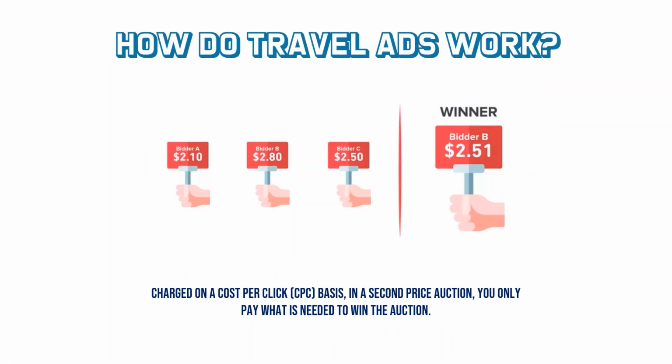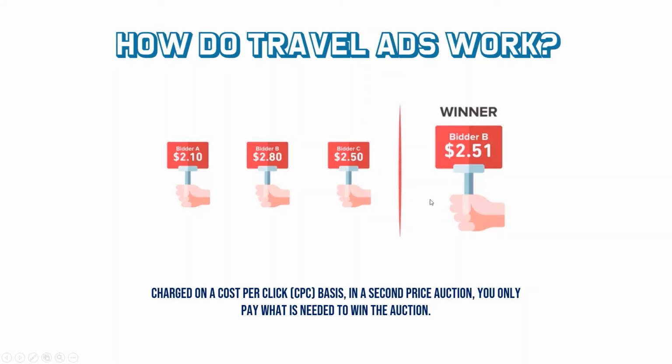So you're charged on a cost per click basis in a second price auction for travel ads. Basically what that means is you only pay what is needed to win the auction. So if you're competing for the placement with 2 other bidding hotels, the highest bidder will only have to pay what the second highest bidder was willing to pay plus 1 cent.